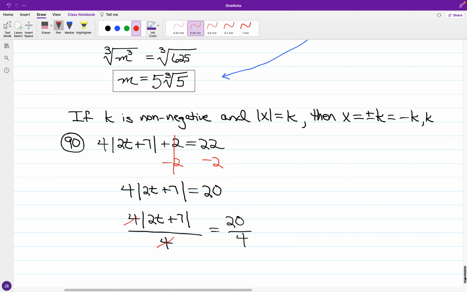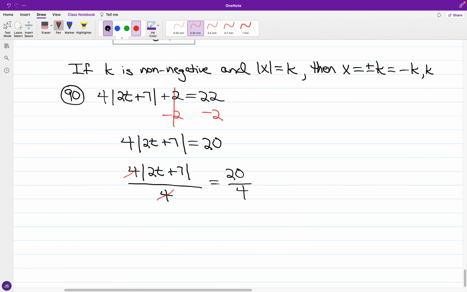Okay. So in this layout, on the left, we have the absolute value of 2t plus 7 is equal to 5. Okay. So at this point, we have the absolute value of x being the absolute value of 2t plus 7, and k is equal to 5.